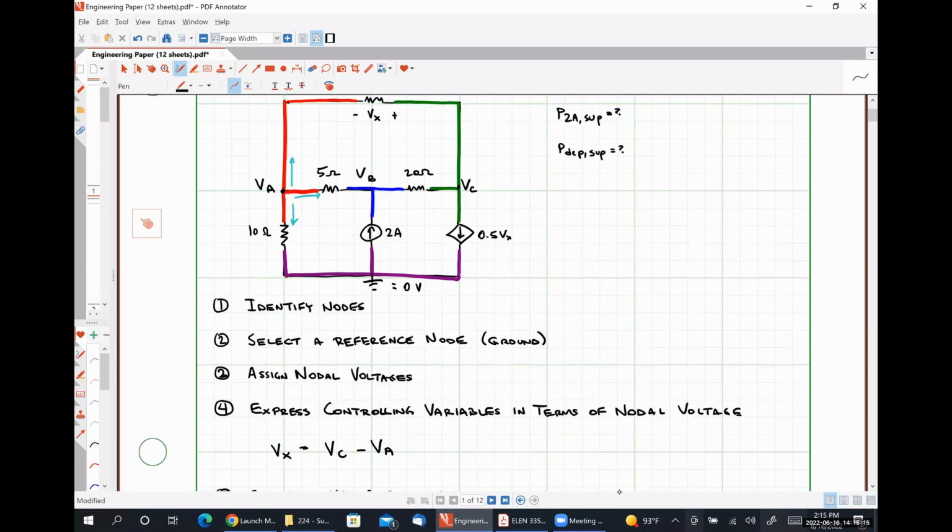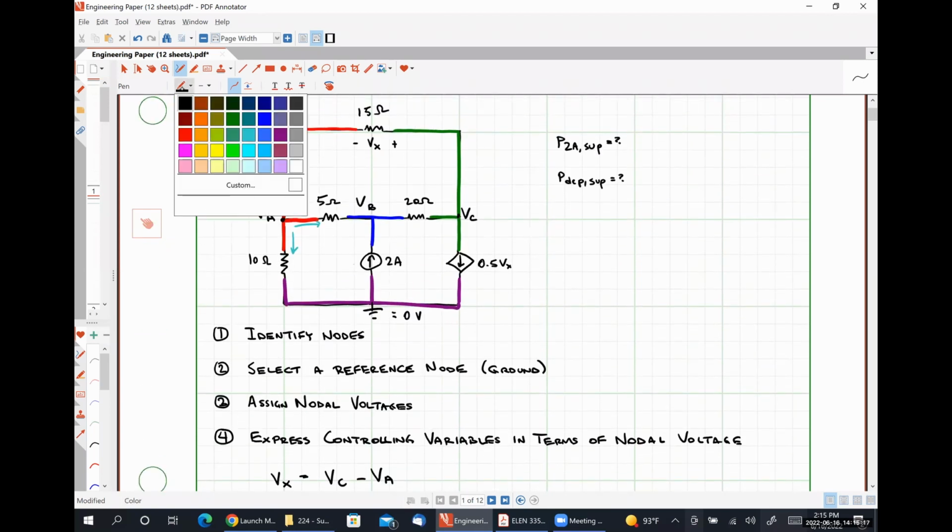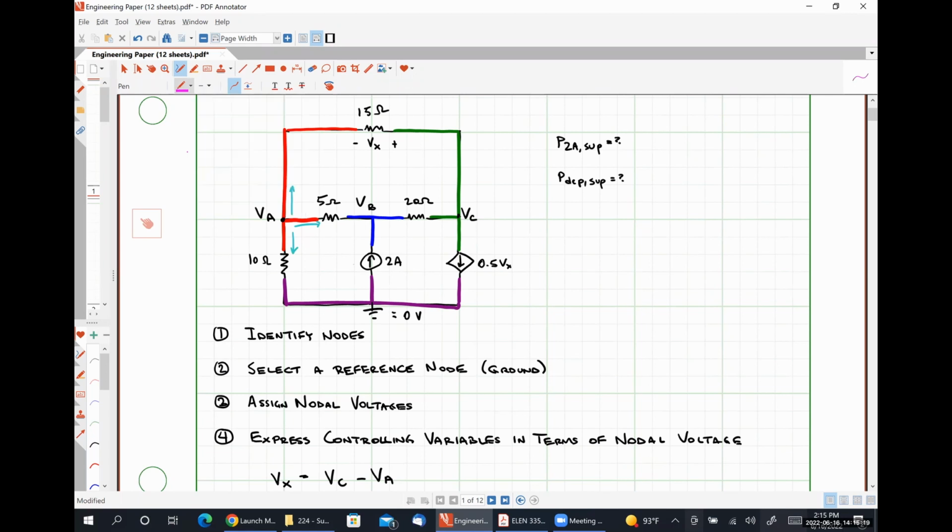So I'm going to scroll back up here. Let's use pink for this one. So I have a current flowing to the left out of node B. I have a current flowing down out of node B, and I have a current flowing to the right out of node B. Would anybody be willing to volunteer in helping me write our equation for this node?